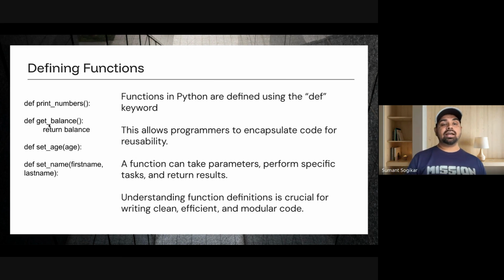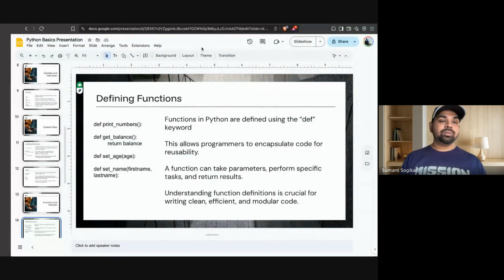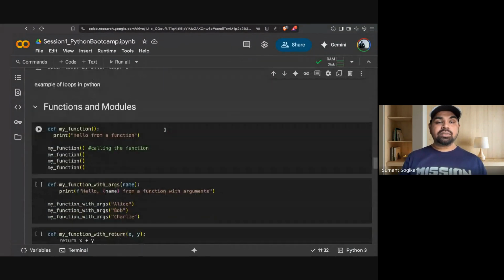You can also have define get balance, which returns a variable called balance. These are called return values. And then you have something called set age, which takes a variable. And this function here, set name, takes two variables, that is a multi-parameter function. So we'll see this again in the demo. I don't want to bore you with all these slides. Code is more important, so let's jump to functions.